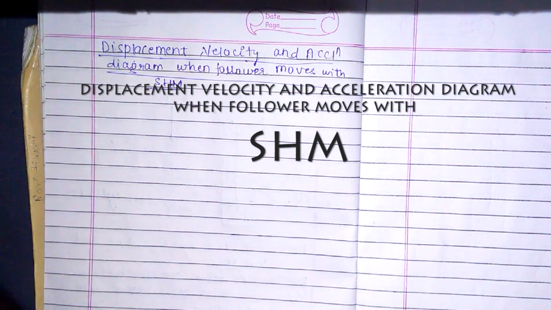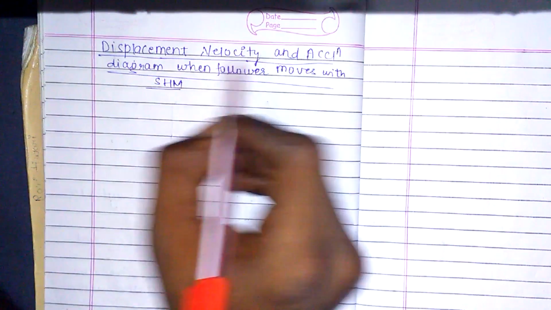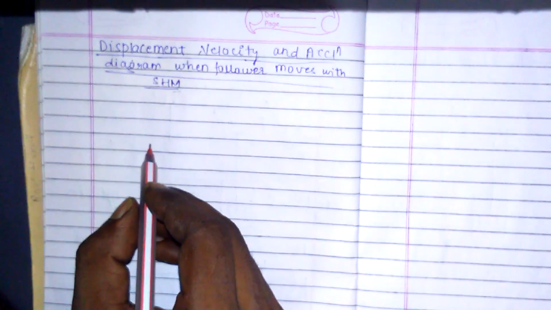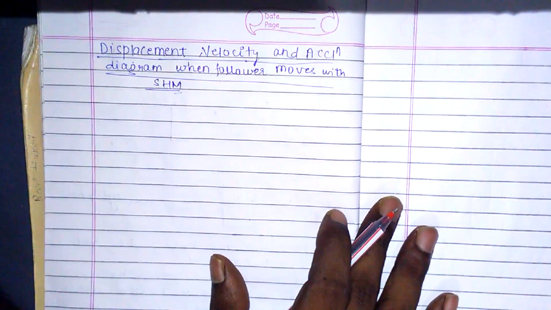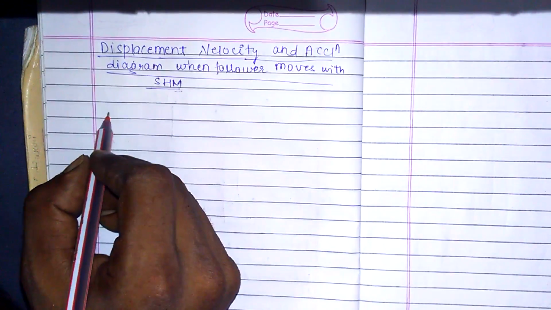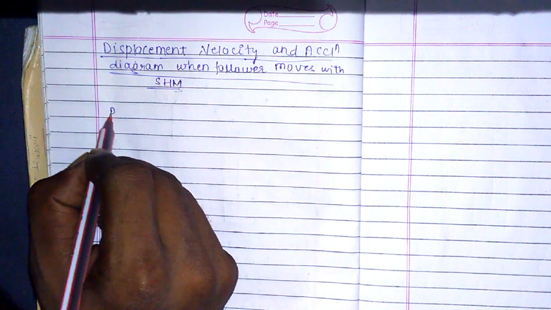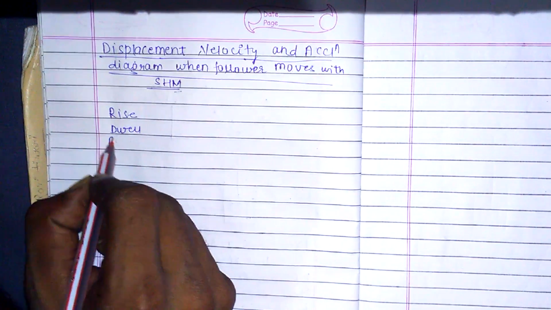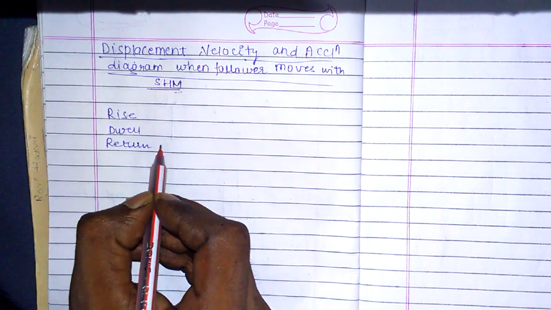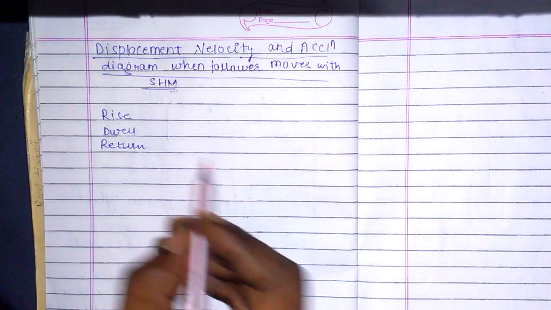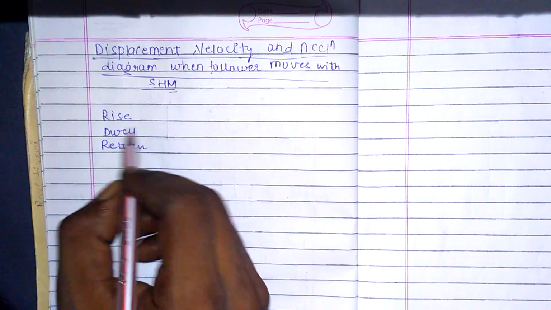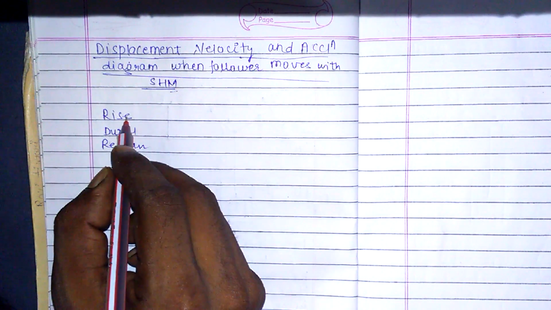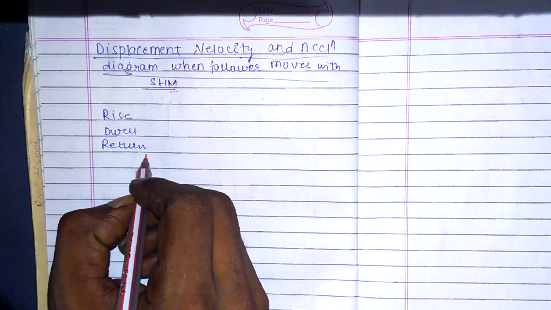Hello friends, so today we are going to talk about displacement, velocity and acceleration diagram when the follower moves with simple harmonic motion. So before going into this topic, first you have to know about three things, that is rise, dwell and return. These three points are the most basic points in the cam profile, or say these are the strokes: rise stroke, dwell and return stroke.